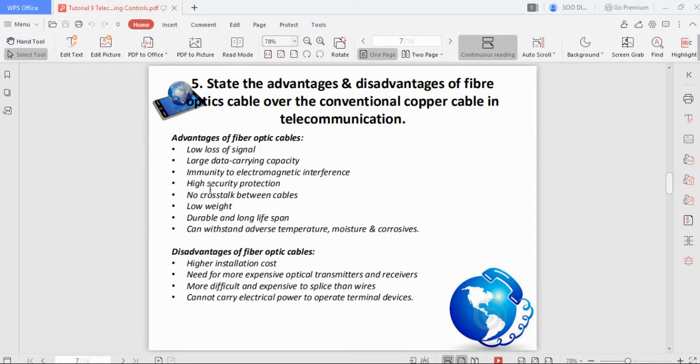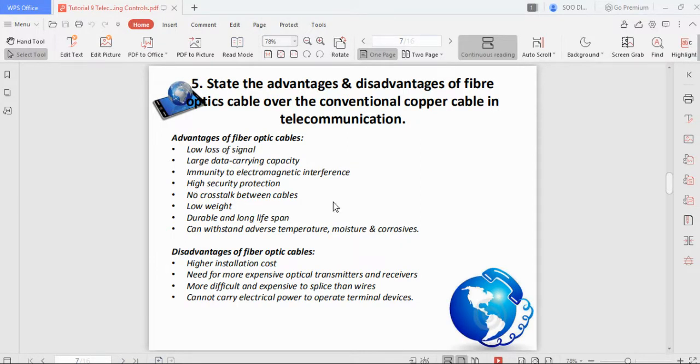So even if you are able to expose a fiber optic cable, you'll only be seeing light at different frequency, which is not easy to decrypt. So that's why it offers a high technology. It's a new technology. It offers a high security.